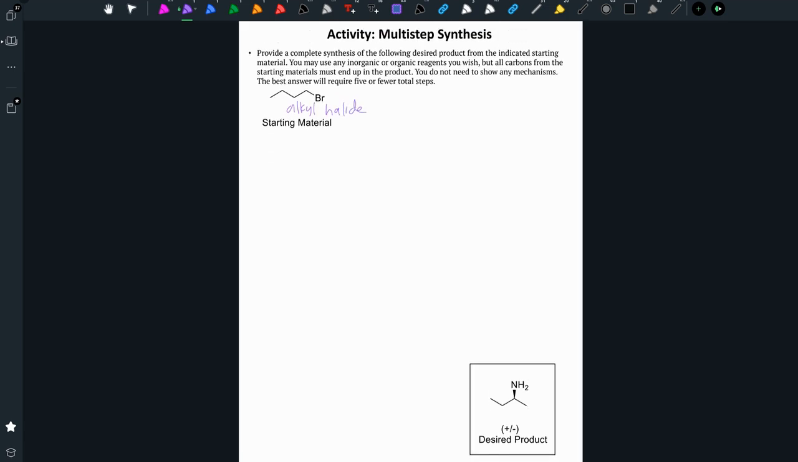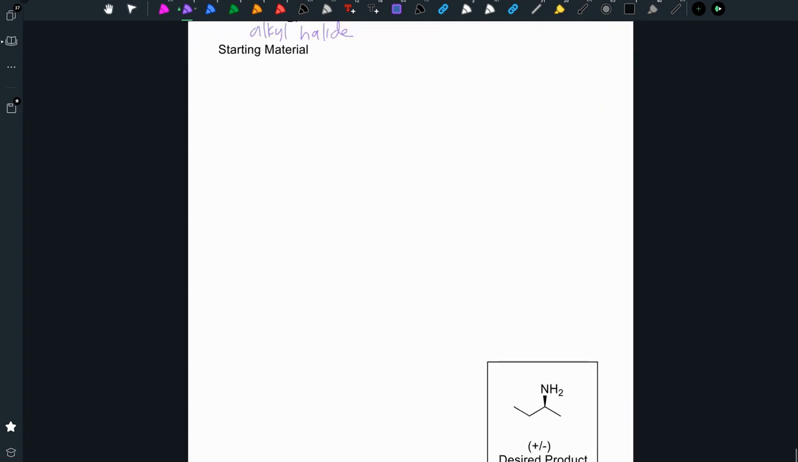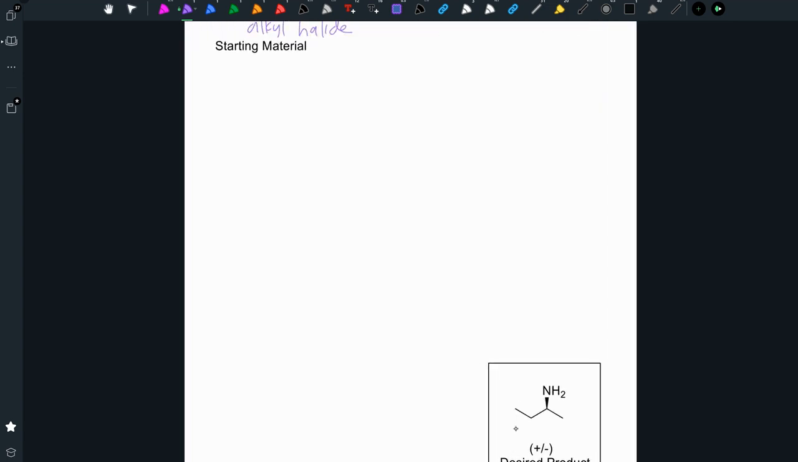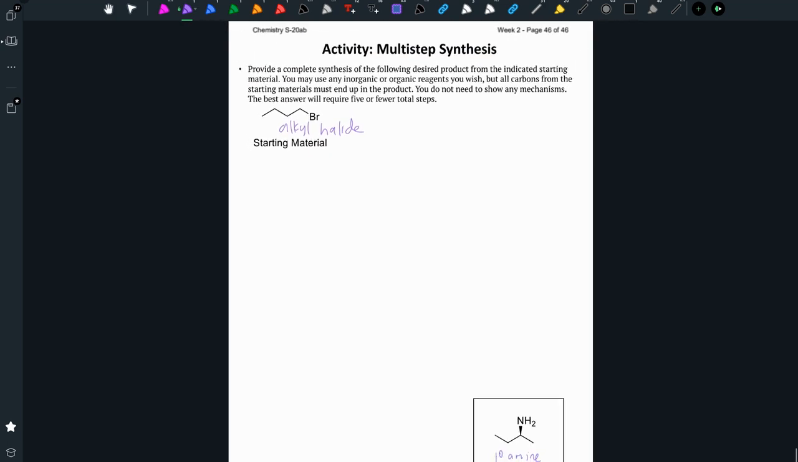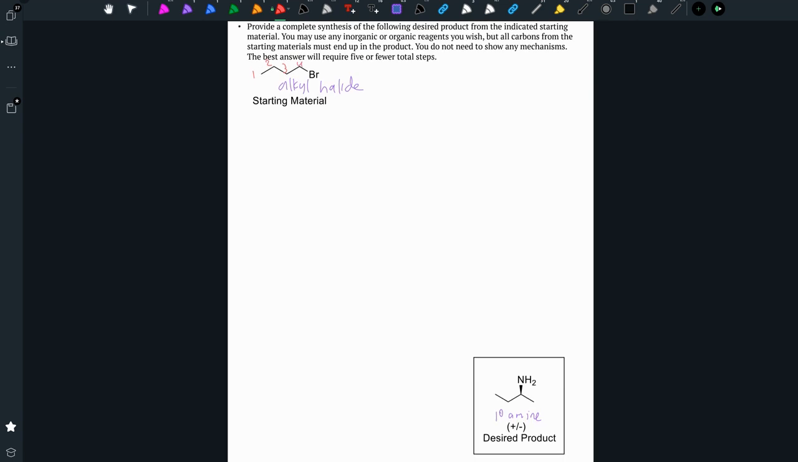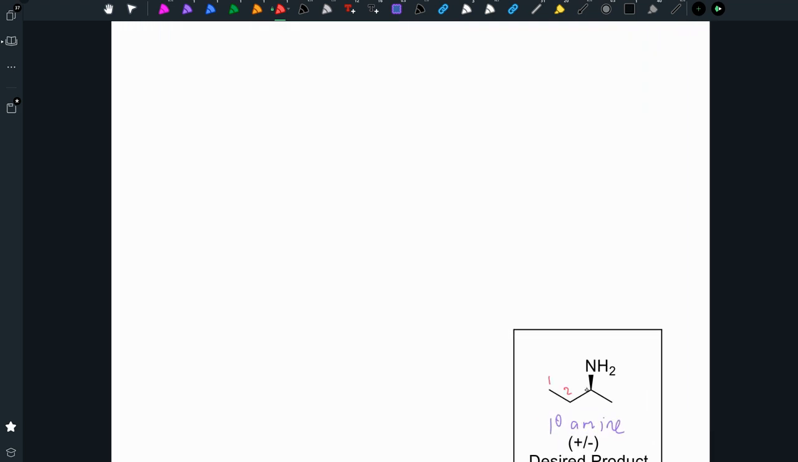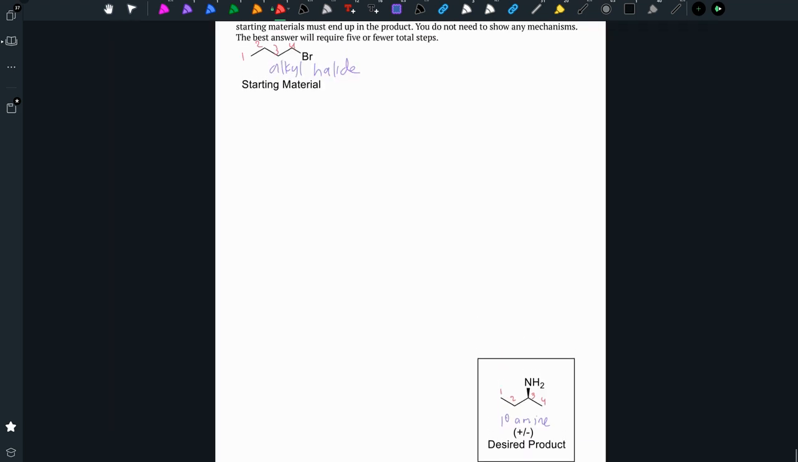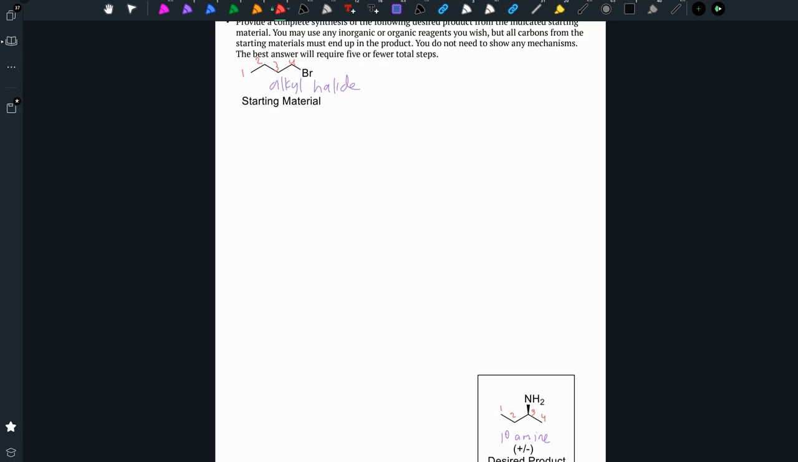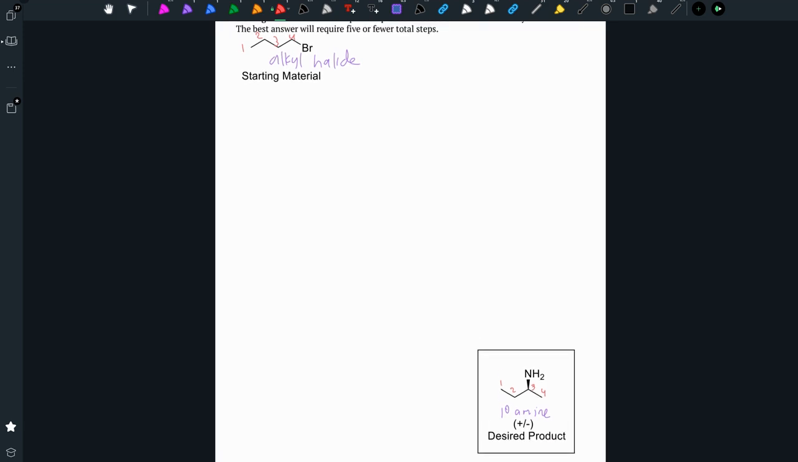Okay, great. So hopefully you've already tried this out yourself. Hopefully you identified the functional groups. We start with an alkyl halide. We end with a primary amine. In terms of my carbons, I have 1, 2, 3, 4 in my starting material, 1, 2, 3, 4 in my product. One difference, though, is my functional group was on carbon 4 in the starting material. Now it's on carbon 3. So that's definitely a change I'm going to have to make.